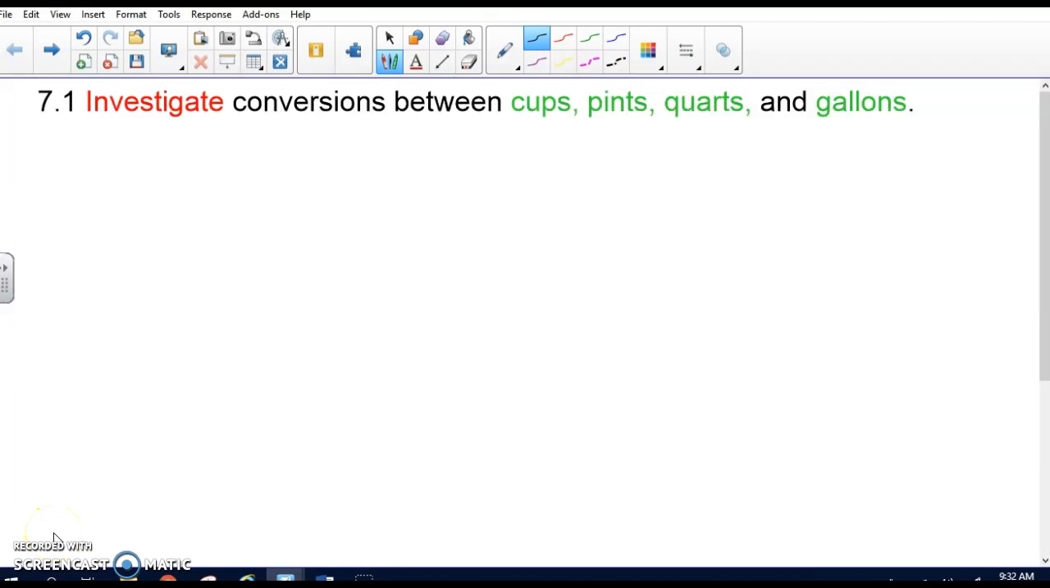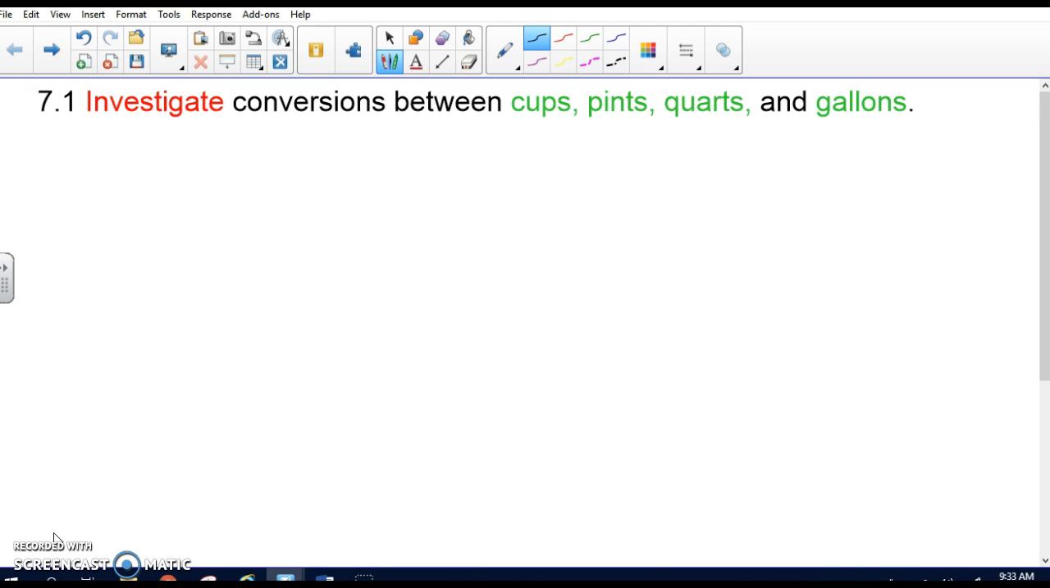7.1, we're going to investigate conversions between cups, pints, quarts, and gallons. Take a look under the table of measures in the very front cover. It's on the right-hand side. It says U.S. Customary System, and it's the second set of units. It says units of capacity. You'll see that 1 gallon equals 4 quarts, 1 quart equals 2 pints, 1 pint equals 2 cups, and 1 cup equals 8 fluid ounces.